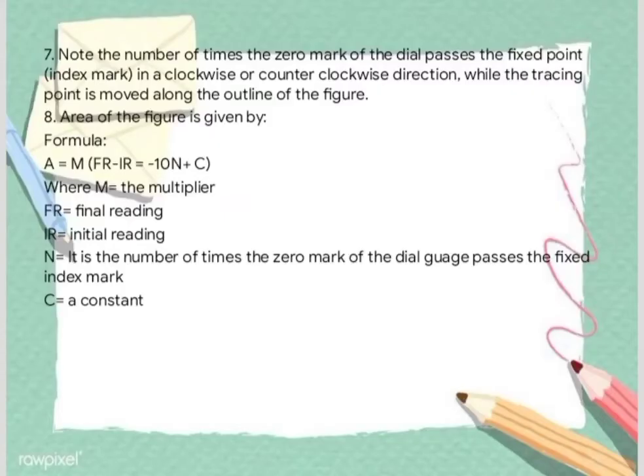And now let's move on to the formula of a planimeter. The formula for a planimeter is: the area is equal to M times the quantity FR, the final reading, minus IR, the initial reading, plus or minus 10N, plus C. The M is the multiplier, the N is the number of times the 0 mark of the dial gauge passes the fixed index mark, and C is a constant.